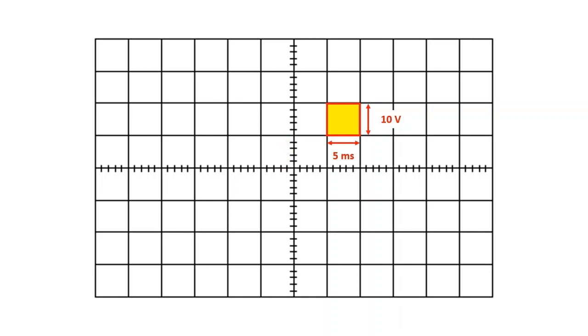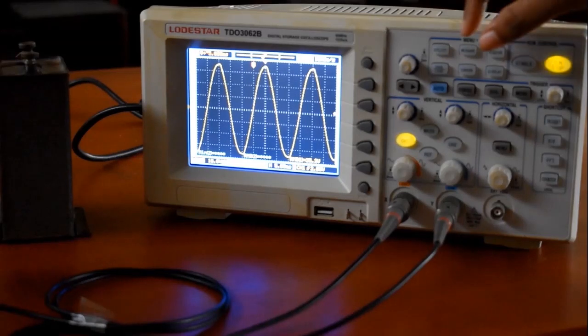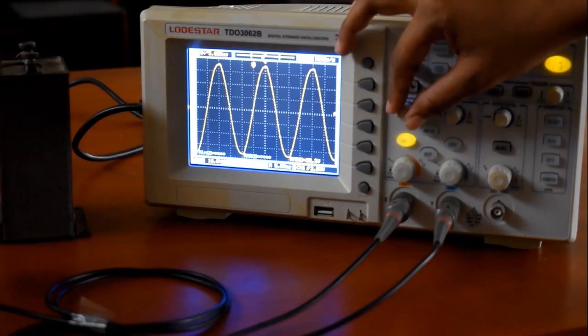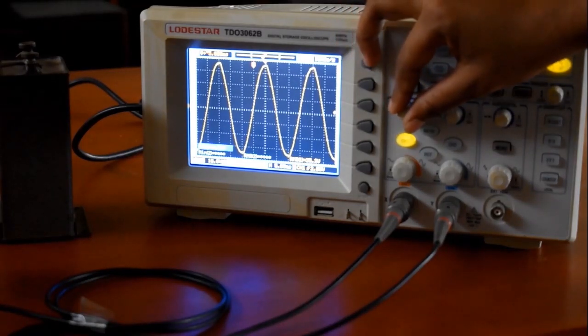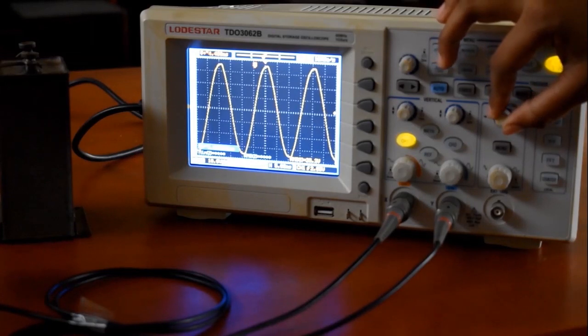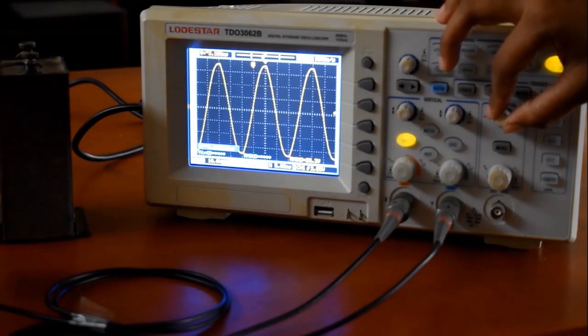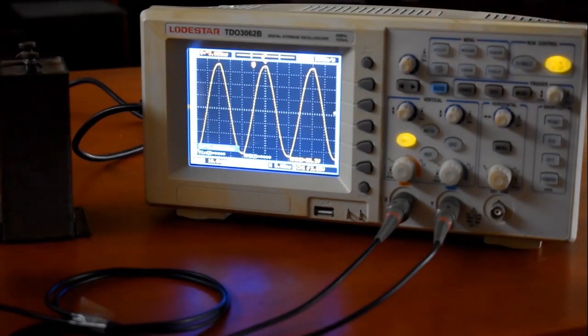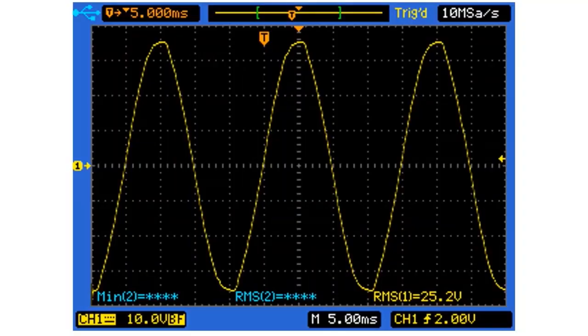Now adjust the vertical and horizontal knobs to place the waveform in the center of the X and Y axis. This will be the voltage waveform of the power supply of the circuit. Sketch the waveform in the space provided in part 1 of the observations of your lab sheet.